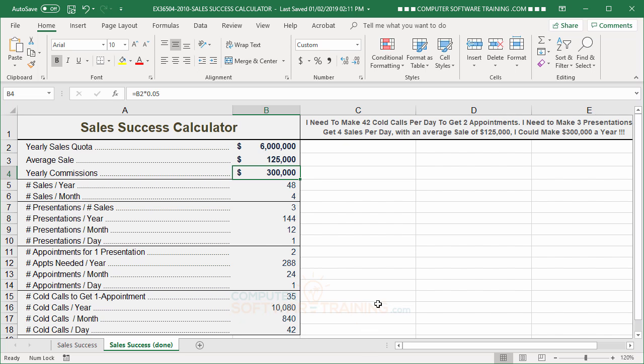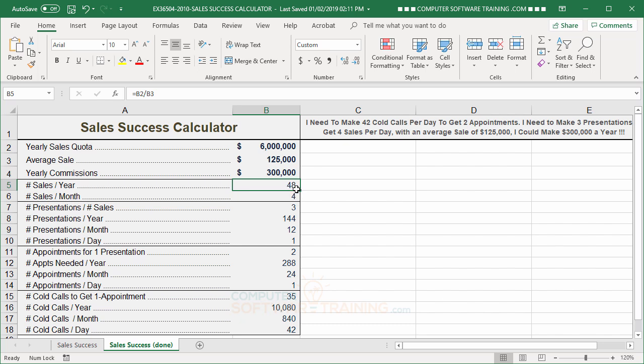All right. Now, when you look at this, the first thing on here says number of sales per year. So in other words, if your average sale is 125,000, you need to get 6 million. If you look at this calculation, we're taking what's in B2, which is your dollar amount for the year, divided by B3, which is your average sale, and that's giving us the 48 sales per year.